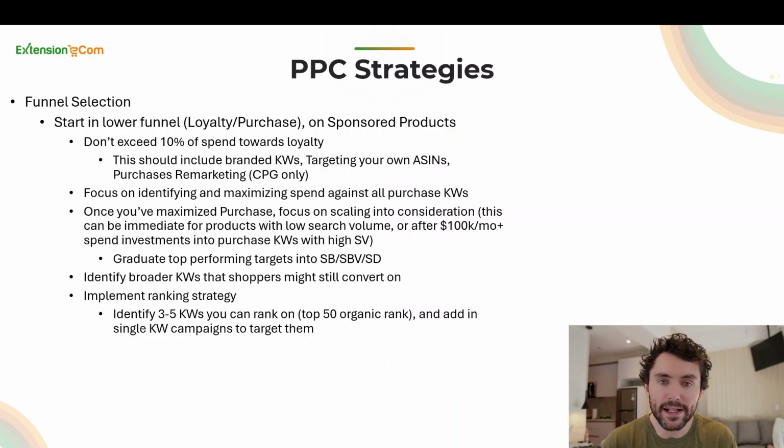And the way you improve rank is by increasing sales velocity. So by targeting those specific keywords and ramping up spend there, you get more sales velocity on those specific keywords. And if you exceed your competitor's sales velocity, Amazon will start to prioritize you. So that's the whole goal there.